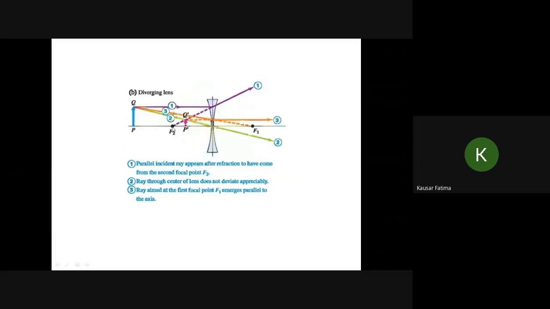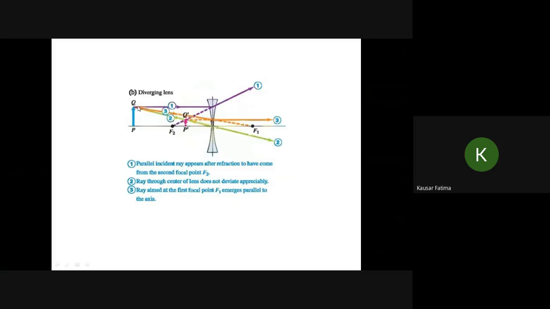This is the point on this side because the ray appears to be coming from here. When we elongate this path, we produce it backwards. So this is the point where it strikes the line of the principal axis. This is the line of the principal axis. The definition of principal axis is the same for both concave and convex lens.